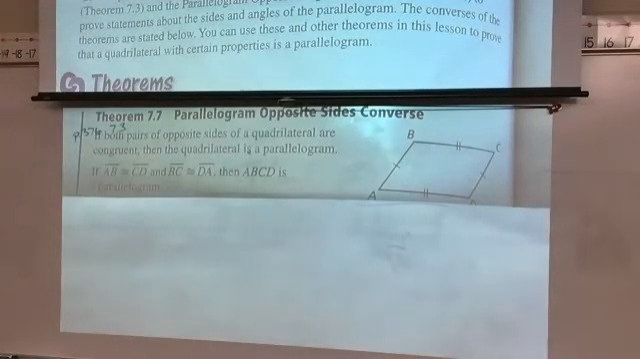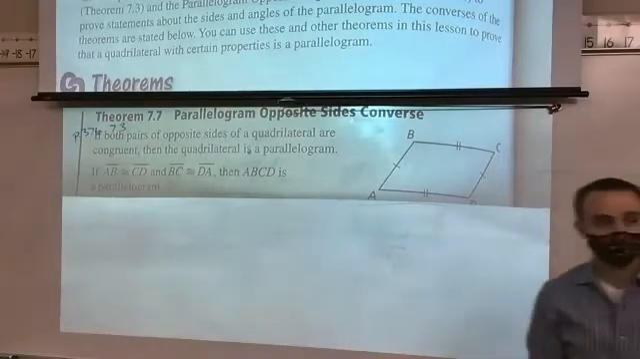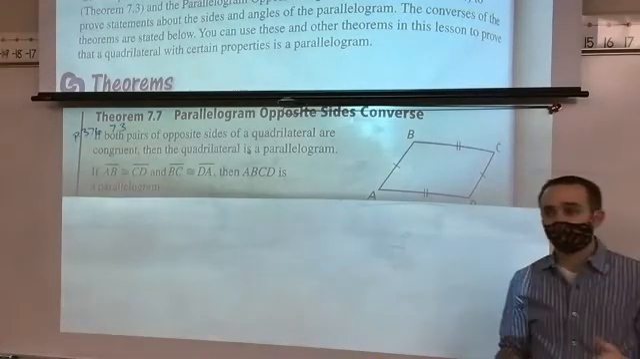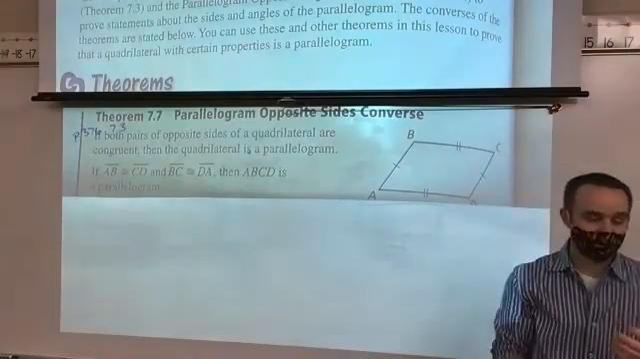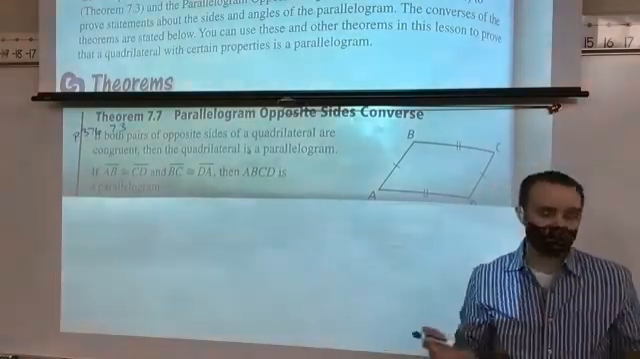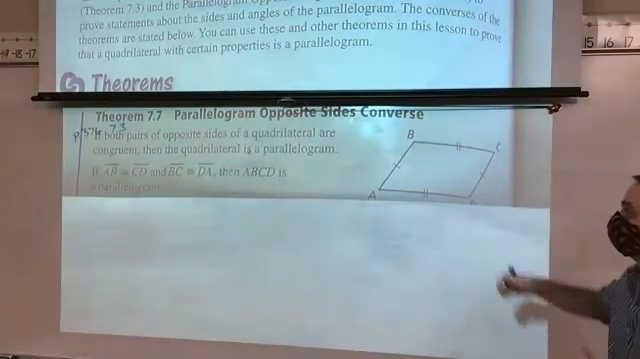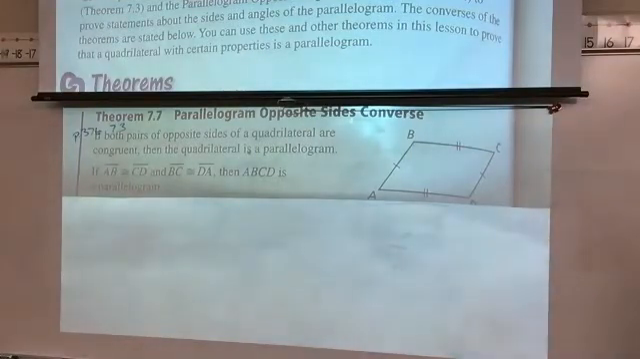Now we know we could prove that something's a parallelogram by using the definition. If we see a quadrilateral that has two pairs of parallel sides, that's enough to say that it's a parallelogram, because that's the definition, that's what it is. But then we get into our four theorems here. First one matches up exactly with yesterday. This is the parallelogram opposite sides converse.